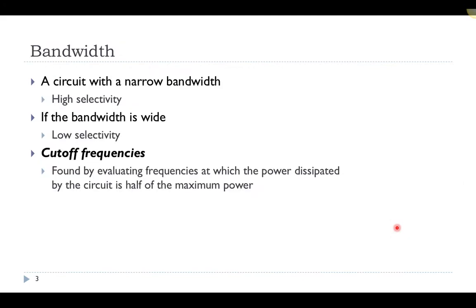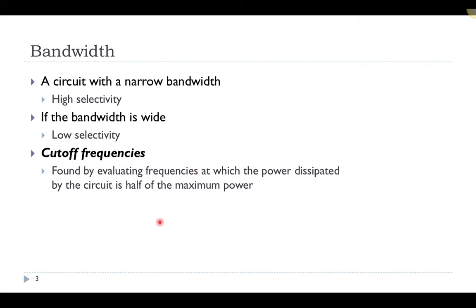And so on. A circuit that has a very narrow bandwidth has a high sensitivity. That means you'd have to tune things almost exactly to the right frequency, and we would get a high power output for that. If the bandwidth is wider, it has a lower sensitivity. So there's more flexibility in terms of your adjustments, but also you have a reduction in the power that you have.